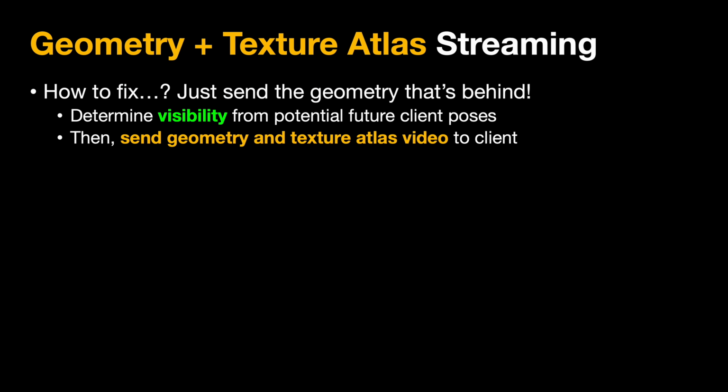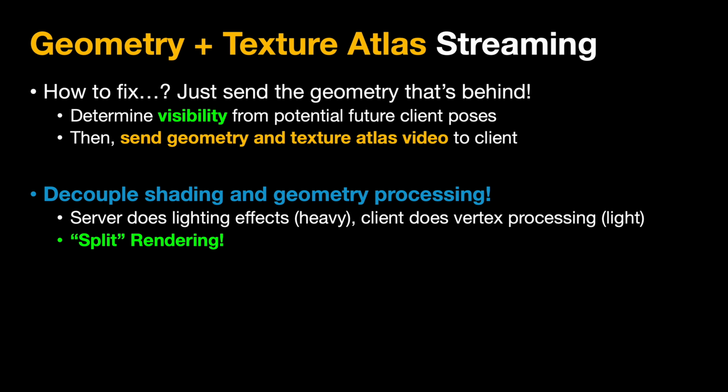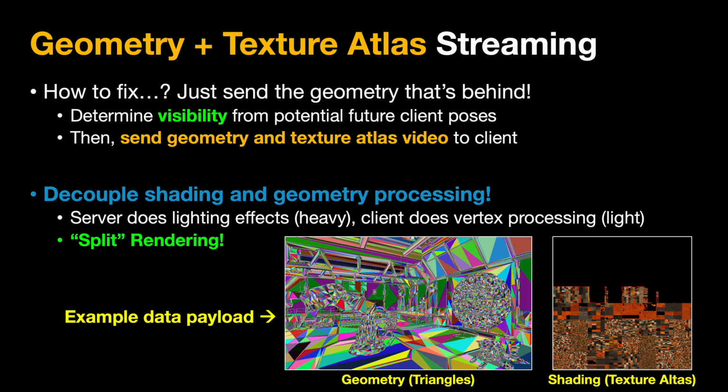To overcome this, the system must identify geometry that could become visible in the near future and transmit it to the client ahead of time. This leads to a split rendering architecture, where shading and geometry processing are decoupled, allowing novel views to be rendered locally on the client. Rather than transmitting full scene geometry, which is bandwidth intensive, we selectively send geometry based on potential visibility from future viewpoints. We can formulate this problem as follows.